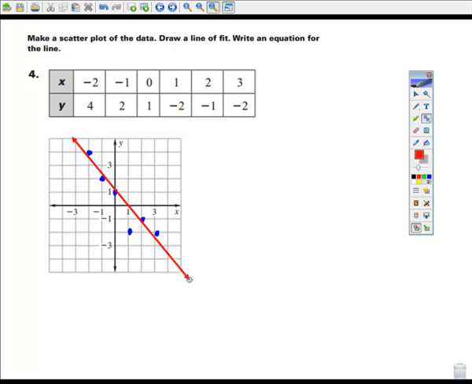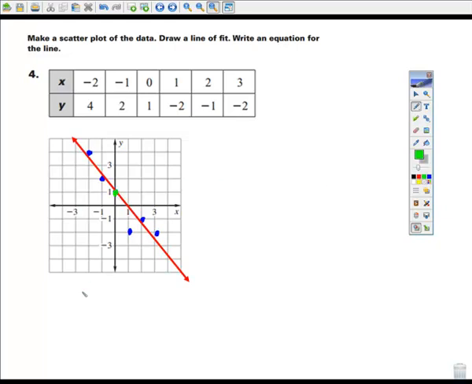Well, this is not terrible. I have 2 points sort of above. This one's touching the line. So technically I have 1 point above and 1 point below, and the other ones are touching the line. What I want to do now is go ahead and pick off 2 points from the line.